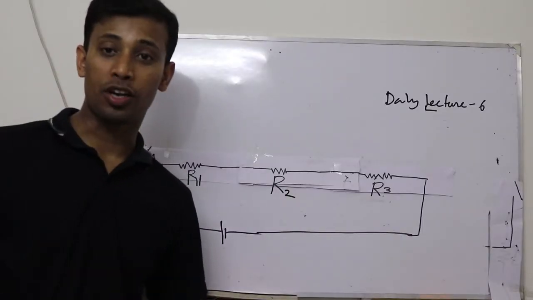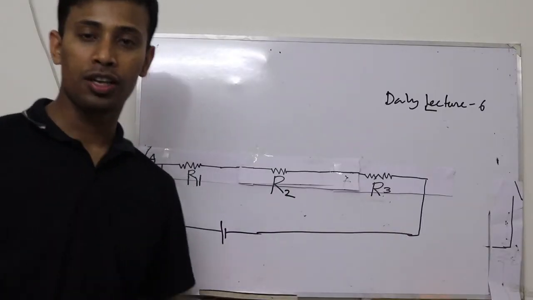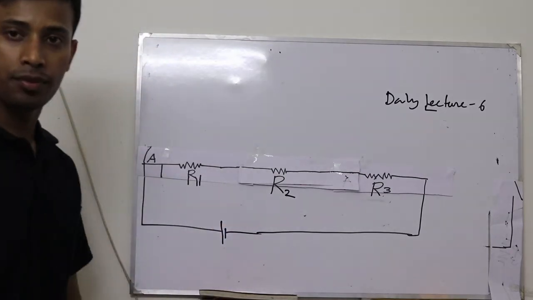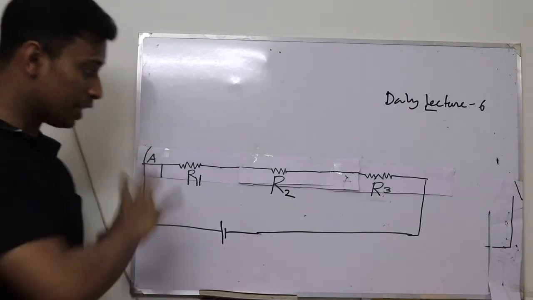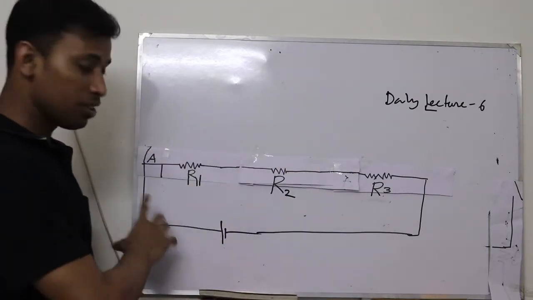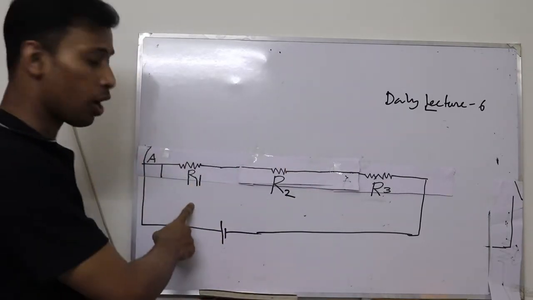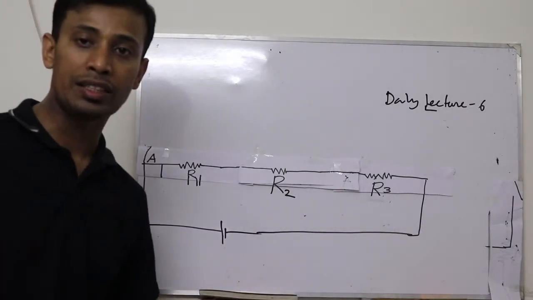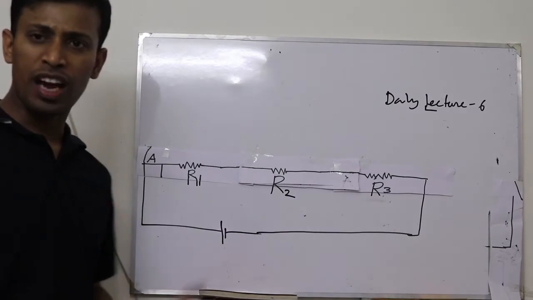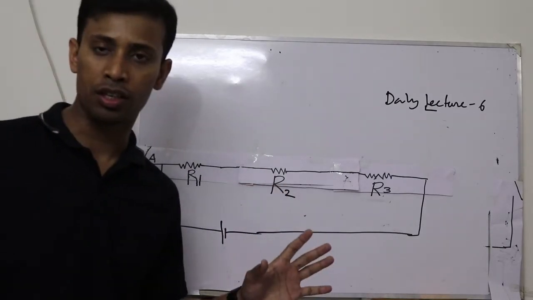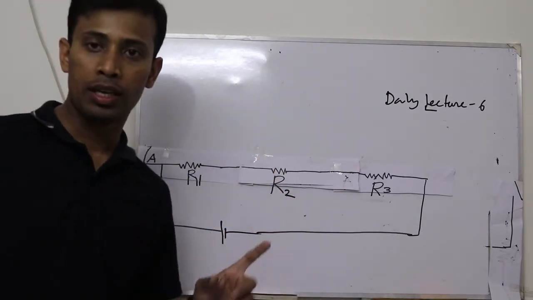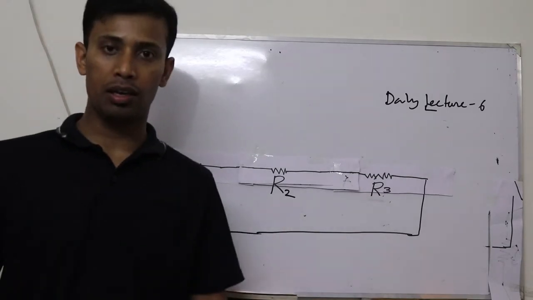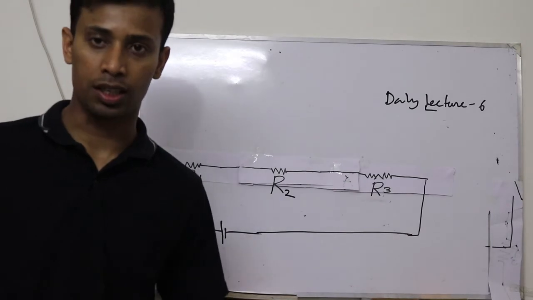So let's discuss our circuit. Here, before adding shorts, this circuit looks like this. This is a very simple series circuit. We have R1, R2, R3. These three are in series. So if we don't add any short, then the equivalent resistance of this circuit will be simple: R1 plus R2 plus R3.